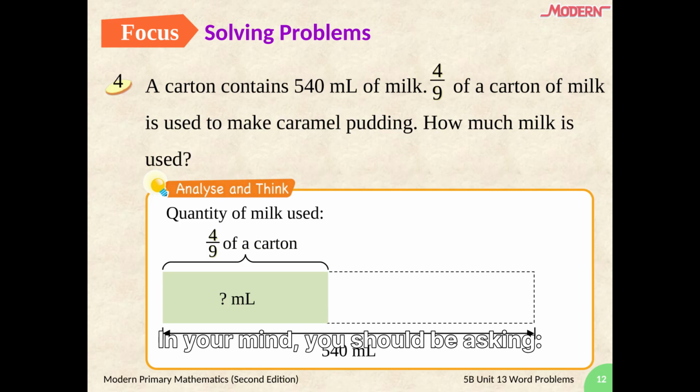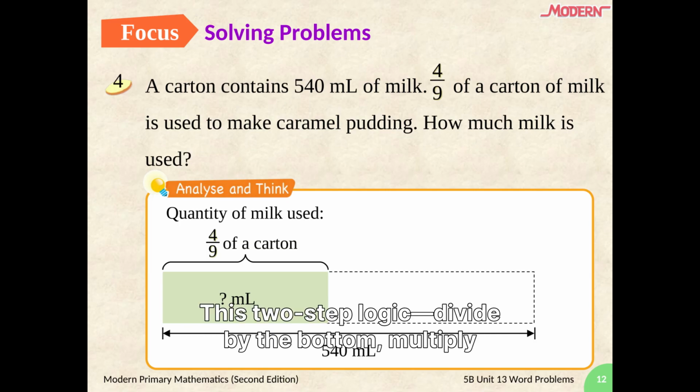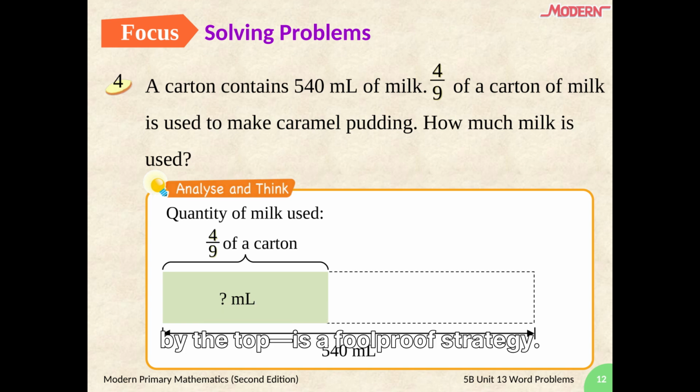In your mind, you should be asking, if 9 sections equal 540, what does 1 section equal? That's 540 divided by 9. Once you know that 1 section is 60 milliliters, you simply multiply by 4 to get your final answer. This 2-step logic, divide by the bottom, multiply by the top, is a foolproof strategy.